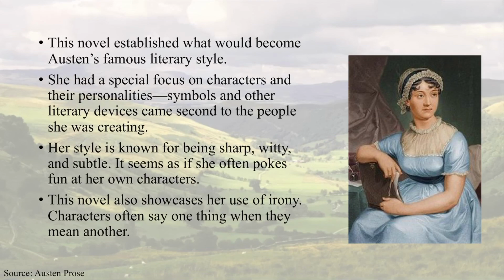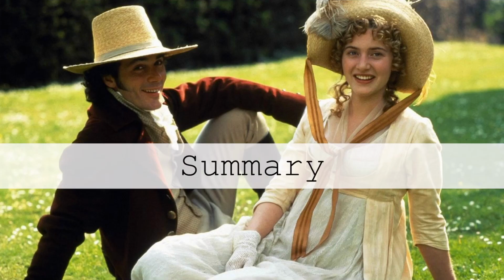She had a special focus on characters and their personalities. Symbols and other literary devices came second to the people she was creating. And her style, in terms of her writing, was known for being very sharp, witty, but also very subtle. It seemed as if she often pokes fun at her own characters and also at the class which she belongs to. So do bear in mind that Jane Austen herself was from the upper class of Britain. This novel also showcases her use of irony. Characters often say one thing when they really mean another.